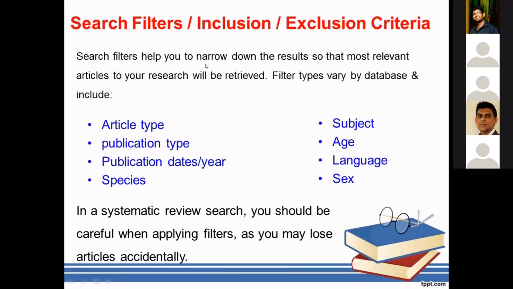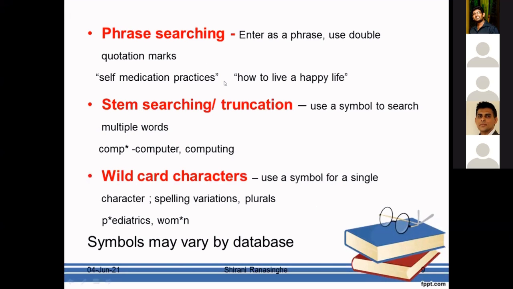And phrase searching, this is very, very important, because in some databases they don't offer advanced searching. So in those cases we have to use phrases, and especially in search engines, if we do a search in Google Scholar, phrase searching is a must. Otherwise, if I just type self-medication practices without quotation marks, it will retrieve all the records with self separately, medication separately, and practices separately. So to get all these three words together as a phrase, we have to use double quotation marks. Even in PubMed and in Scopus also, we can use phrase searching.